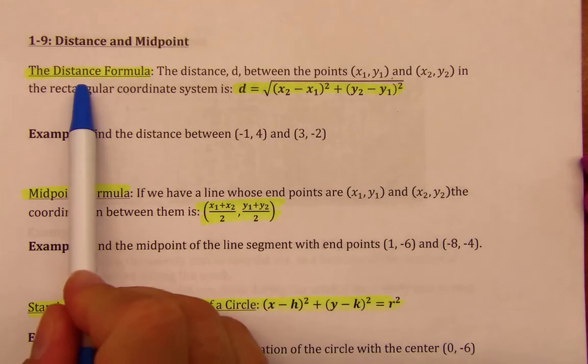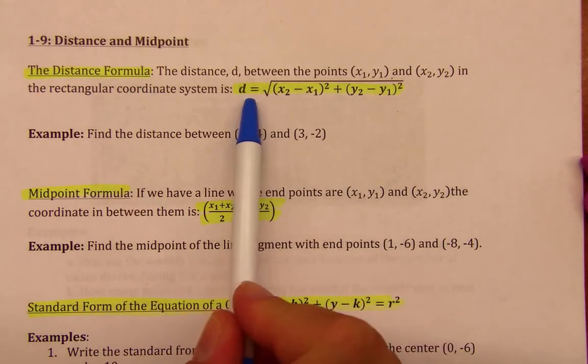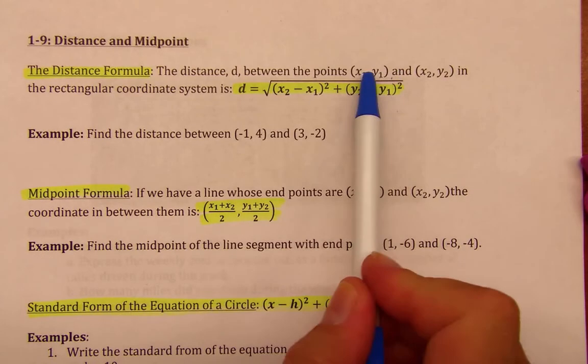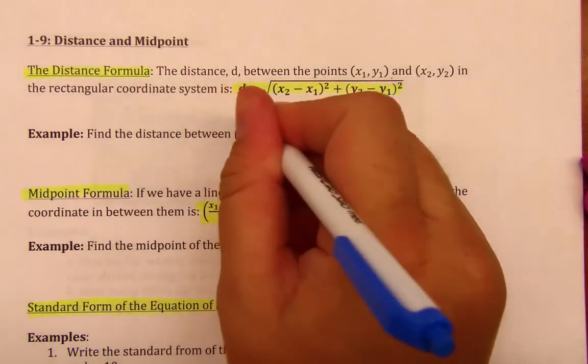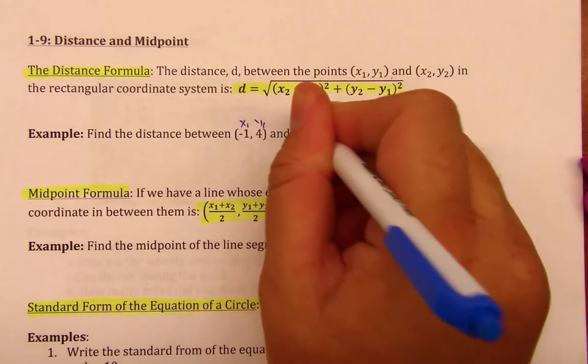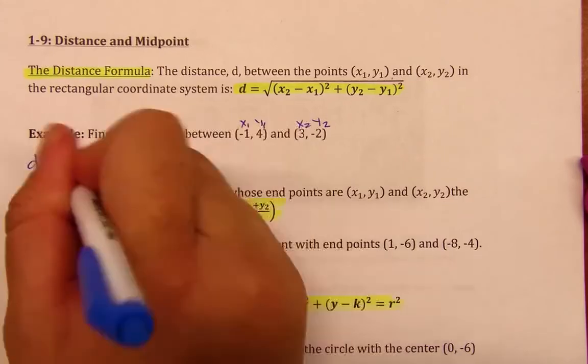Our first thing that we're looking at is the distance formula. And this is a formula that you guys have seen before. So if you're given 2 points and you're trying to find the distance between them, that's the formula that we're going to use. So going over a quick example here, we have our x1, y1, x2, y2, and we're just plugging into the distance formula here.